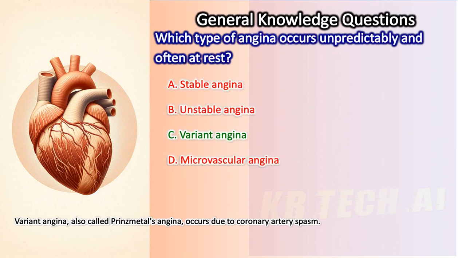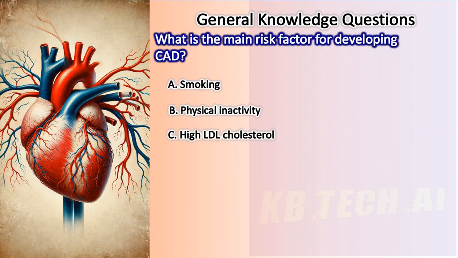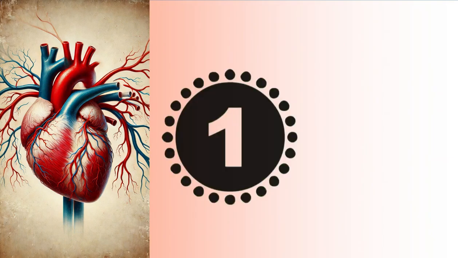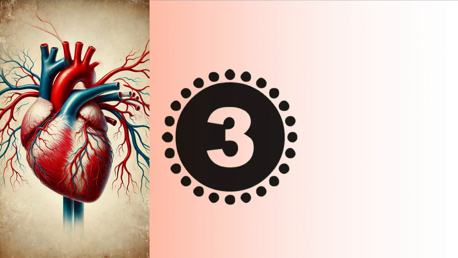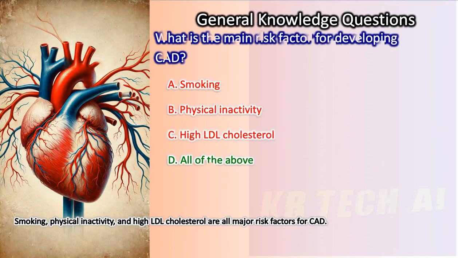Variant angina. What is the main risk factor for developing CAD? Option 1. Smoking. Option 2. Physical inactivity. Option 3. High LDL cholesterol. Option 4. All of the above. The answer is option 4.